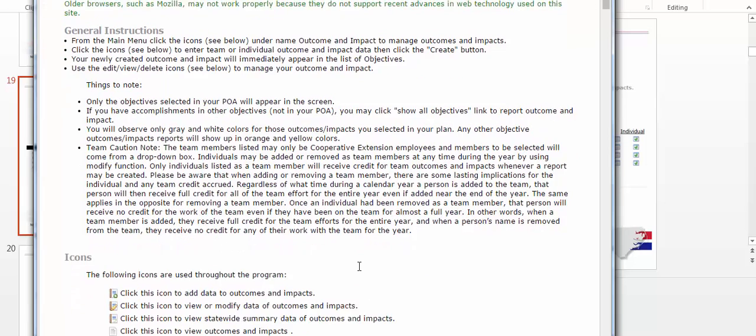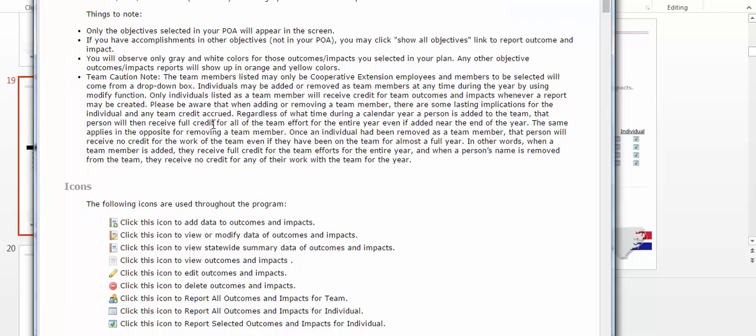I want to point out here there's something I said earlier which isn't true. The team members listed may only be cooperative extension employees, and members to be selected will come down from a drop-down box. Individuals may be added or removed as team members at any time during the year by using the modified function.